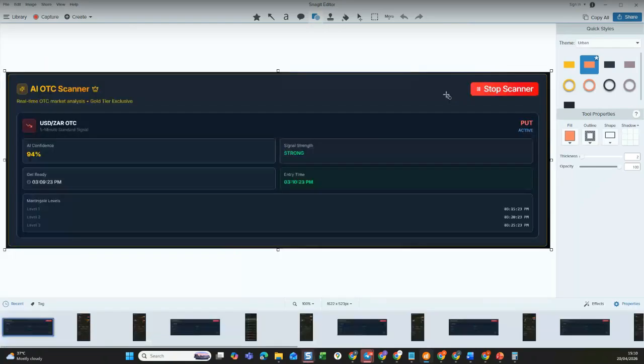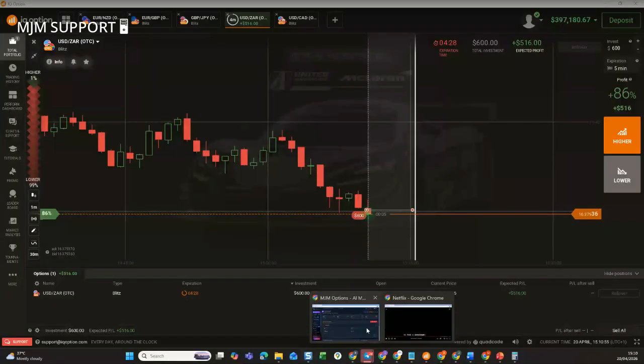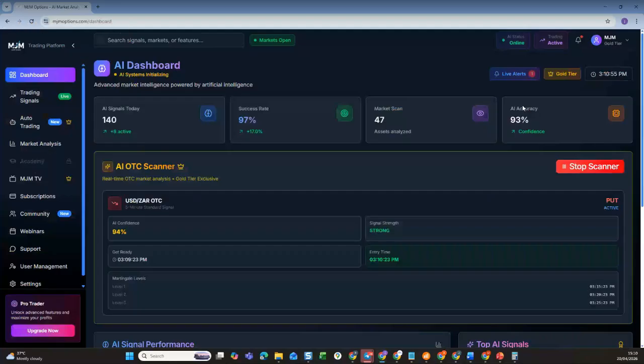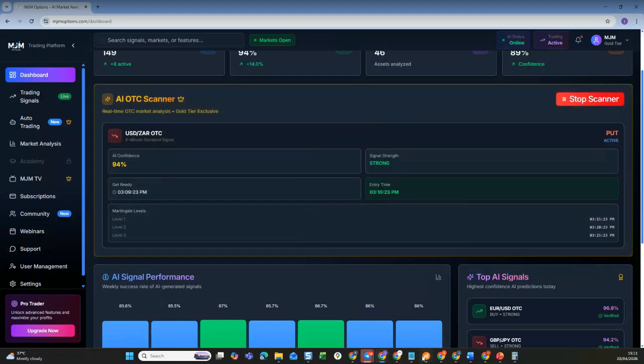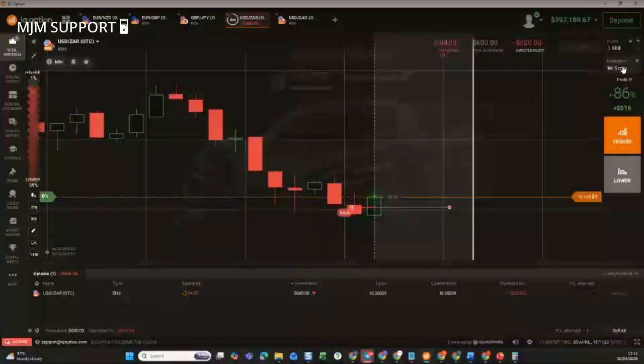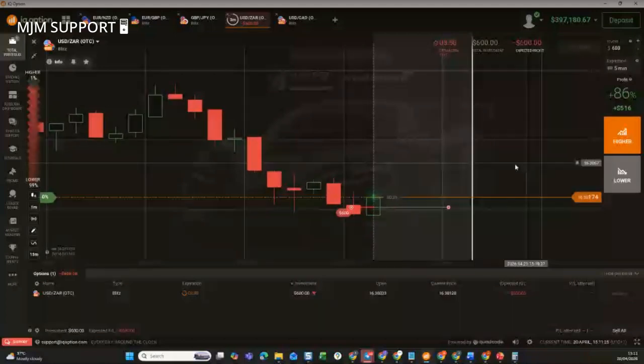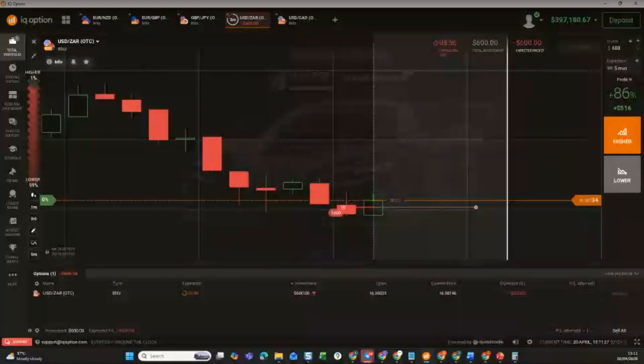Now, when this signal was generated, you can see many things there. You can see the pair, you can see 5 minutes standard signal, you can see puts, you can see the high confidence, signal strength, get ready time, entry time, and martingale levels. This is a full signal, right? So the moment you see the pair, this is the pair. You know what pair means, but that's the instrument for trading. Then you see the 5 minute standard signal. You can remember that the last minutes I changed it to 2 minutes. So that means that I'm trading for 5 minutes. That's basically what it means.